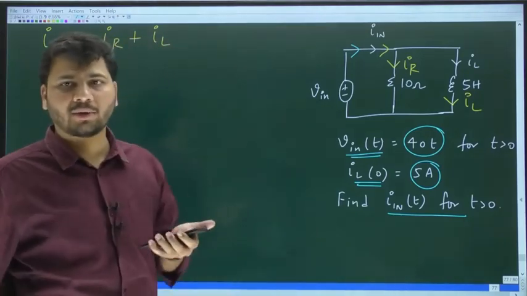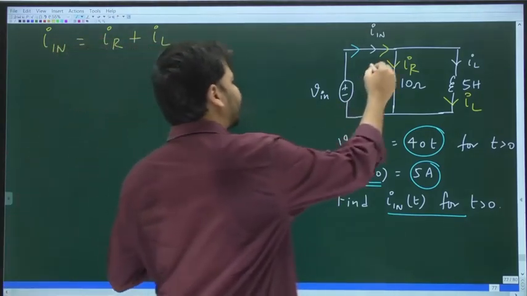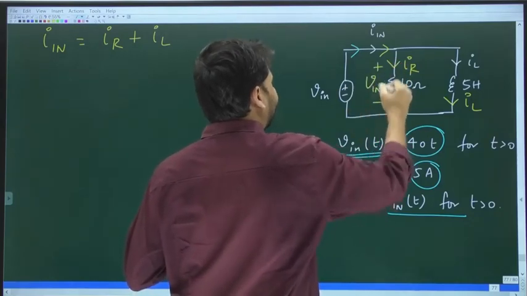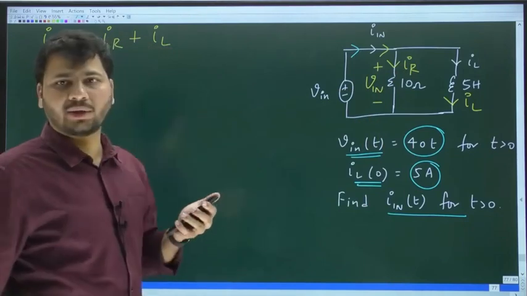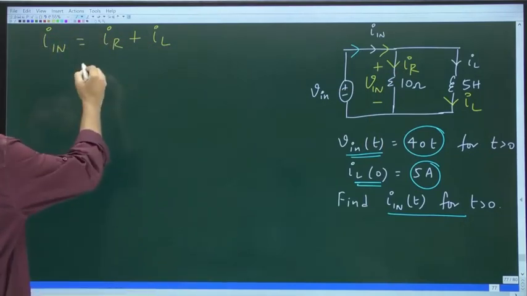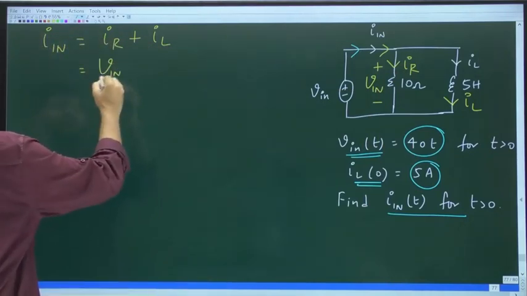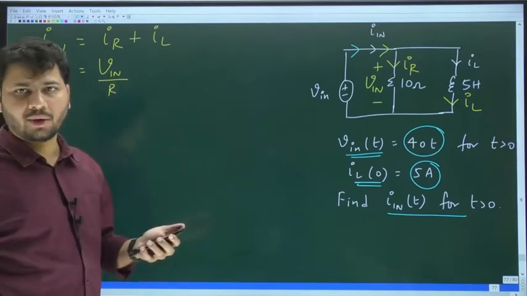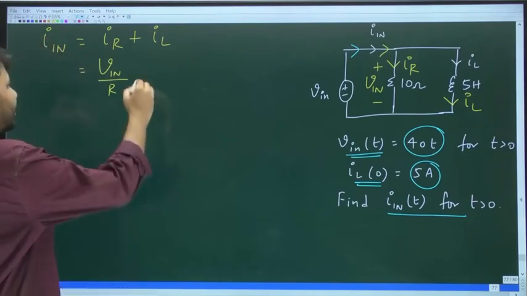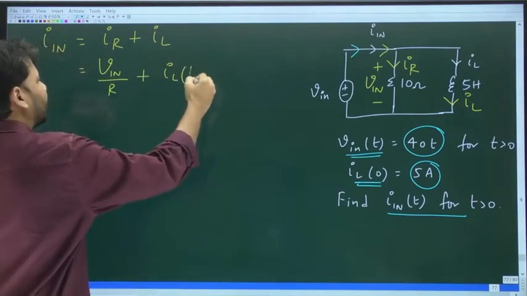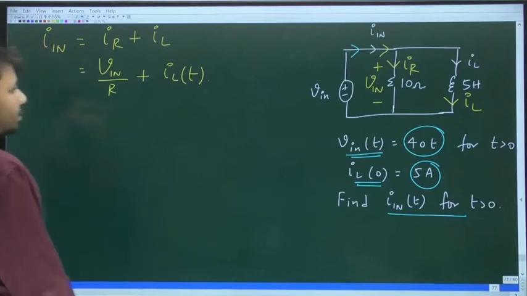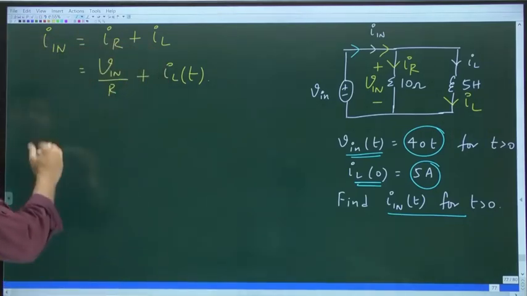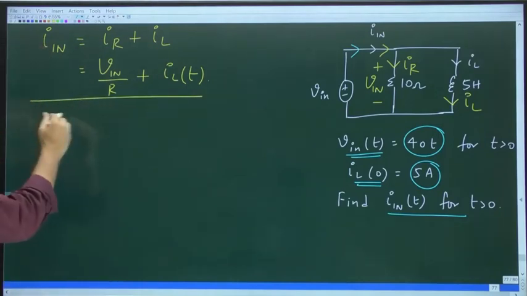What is the current drawn by the resistor? Because both are in parallel with the input source V_in, it is also the drop across the 10 ohm resistor. So I_R will be equal to V_in by R, voltage divided by resistance, plus I_L of t. Now it's all about finding I_L of t.